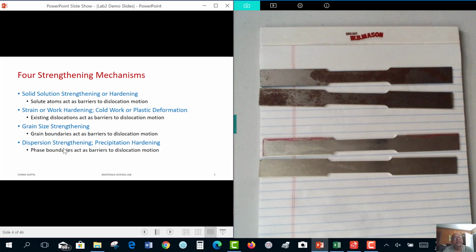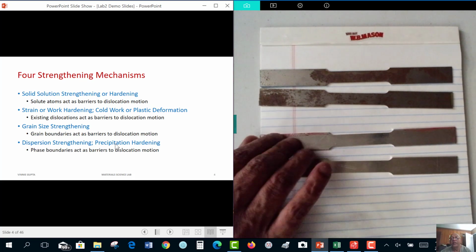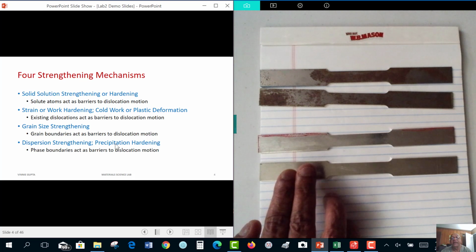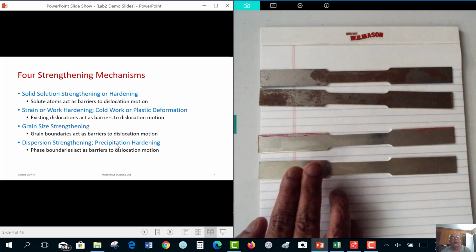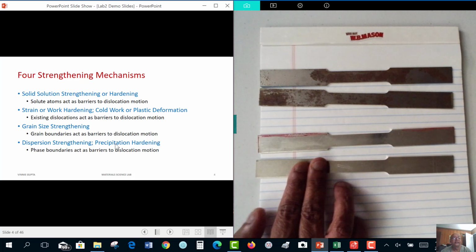And finally, we have dispersion strengthening or precipitation hardening. In these, basically we have more than one phase. The second phase acts as an obstacle to dislocation motion. In my case, one sample is a solution annealed aluminum alloy. It has a single phase, and then by heat treatment, we create a very, very small dispersion of precipitates. These precipitates act as obstacles to dislocation motion. And we are going to find that this precipitation hardened material has higher strength.